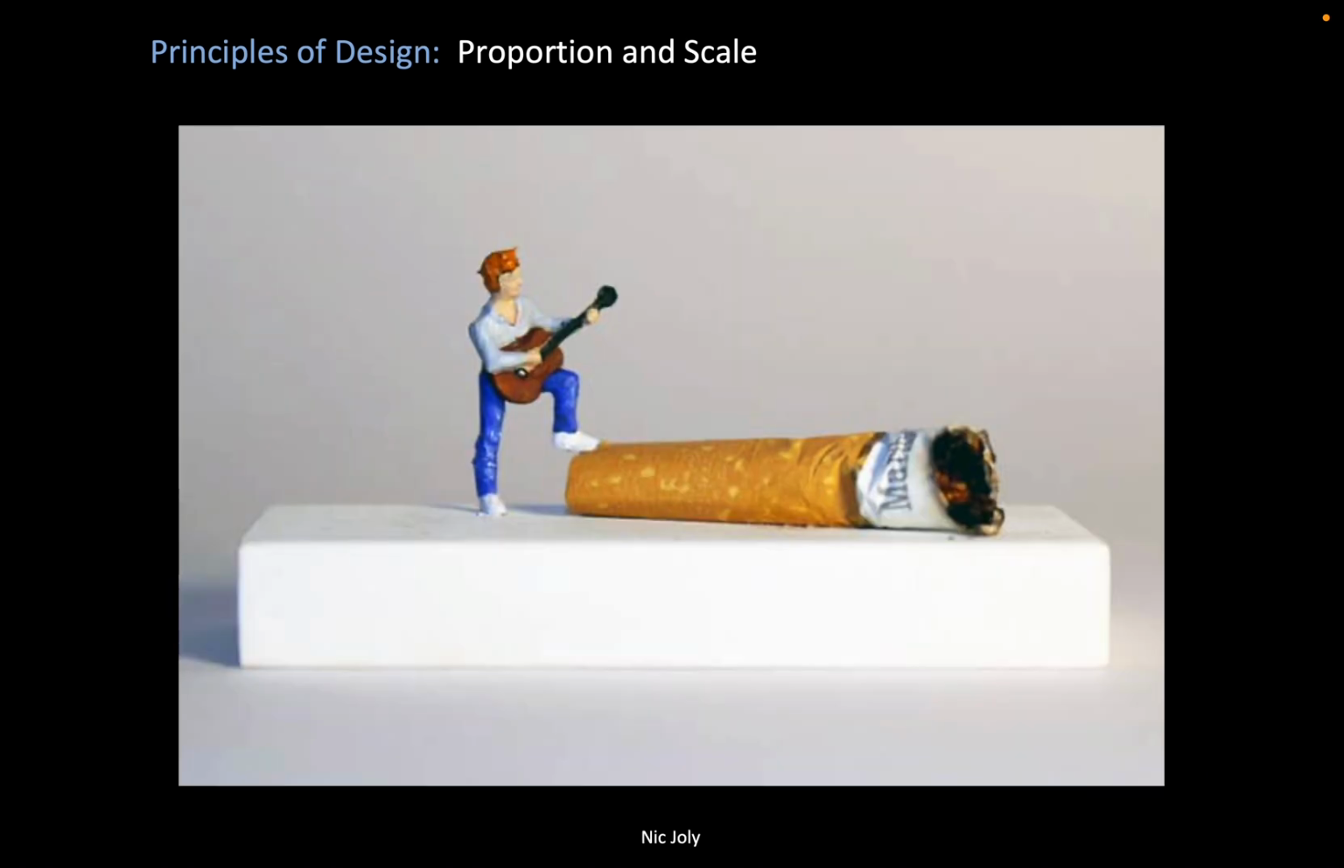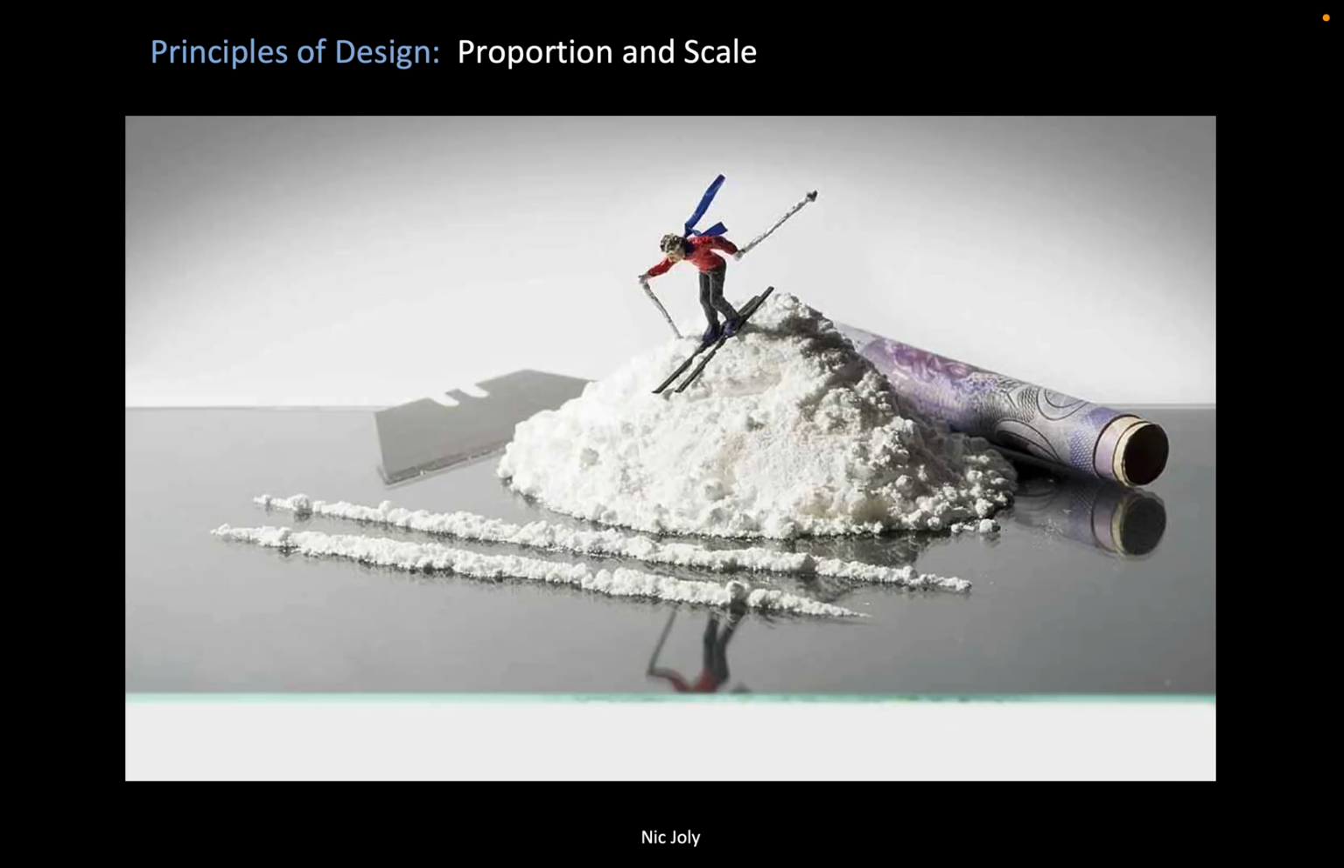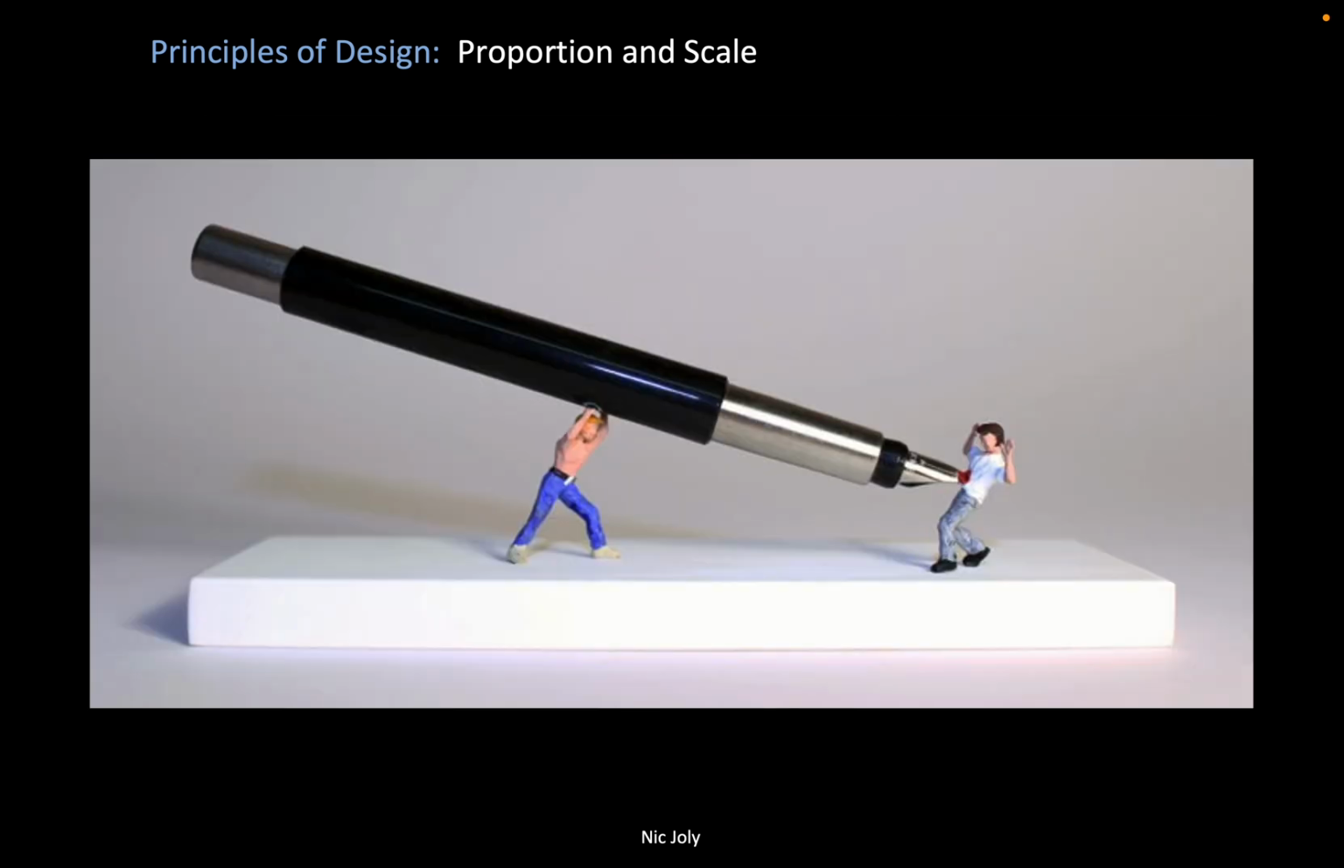Here is a British artist named Nick Jolly who makes tiny people, and he puts them next to often large objects to give that sense of diminished scale. In this case, this guy playing a guitar has his foot up on a cigarette butt. More examples, kind of edgy, right? Here's this powder suggesting cocaine. There's lines that have been cut in it, and there's a guy skiing on it. A little tiny figure, as if he's on snow. One figure uses a pen to stab another. The pen is mightier than the sword here, and we know these figures are tiny because of the size of the pen.